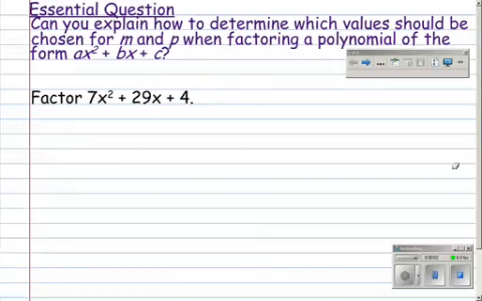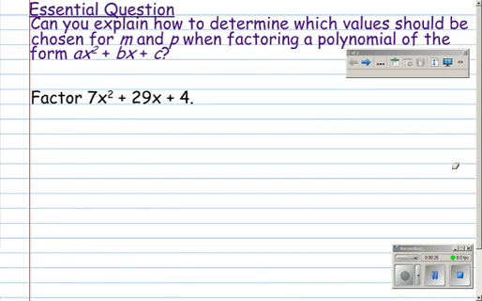Can you explain how to determine which values should be chosen for m and p when factoring a polynomial of the form ax squared plus bx plus c? This trinomial is different from what we were doing because now the lead coefficient isn't 1 anymore. For this trinomial, the lead coefficient is 7. You still want to always check for a greatest common factor.